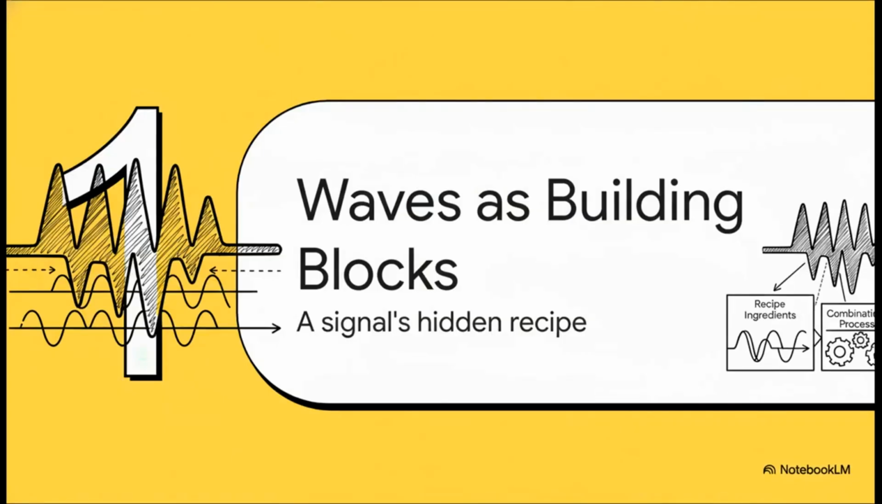See, the way to think about this is that waves are like building blocks. Every complex signal out there, I don't care how jagged or weird it looks, it has a hidden recipe. And that recipe is just a combination of simpler, more fundamental waves. What we're going to do is figure out the recipe for one of the most basic digital shapes there is.